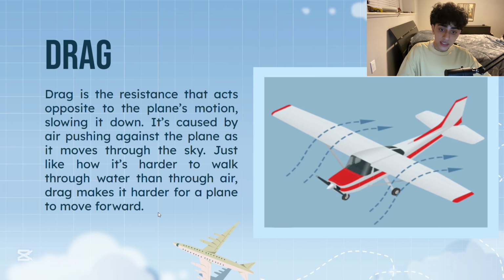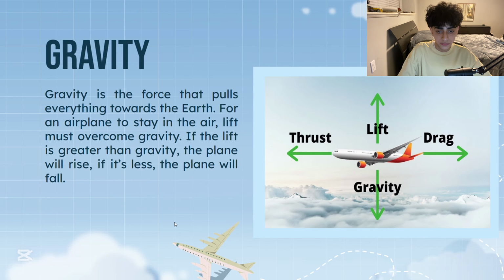Drag. Drag is the resistance that acts opposite to the plane's motion, slowing it down. It's caused by air pushing against the plane as it moves through the sky. Just like how it's harder to walk through water than air, drag makes it harder for the plane to move forward. And finally, gravity. Gravity is a force that pulls everything towards the earth.